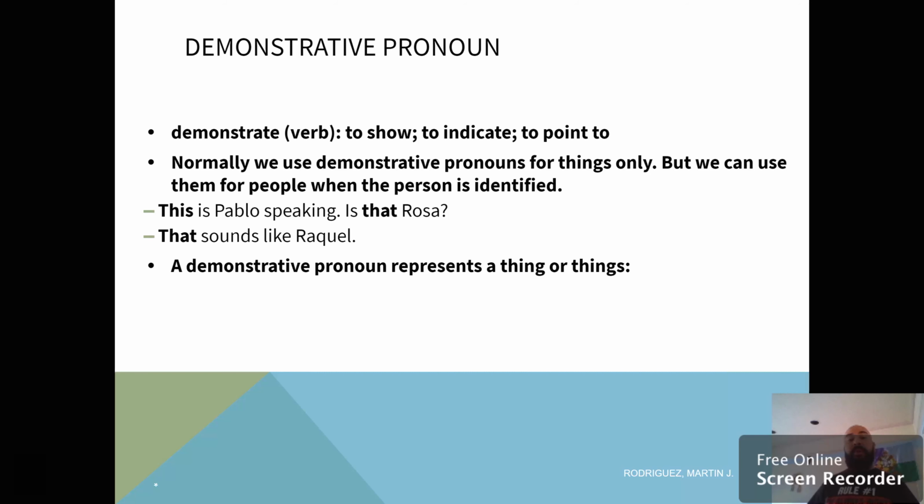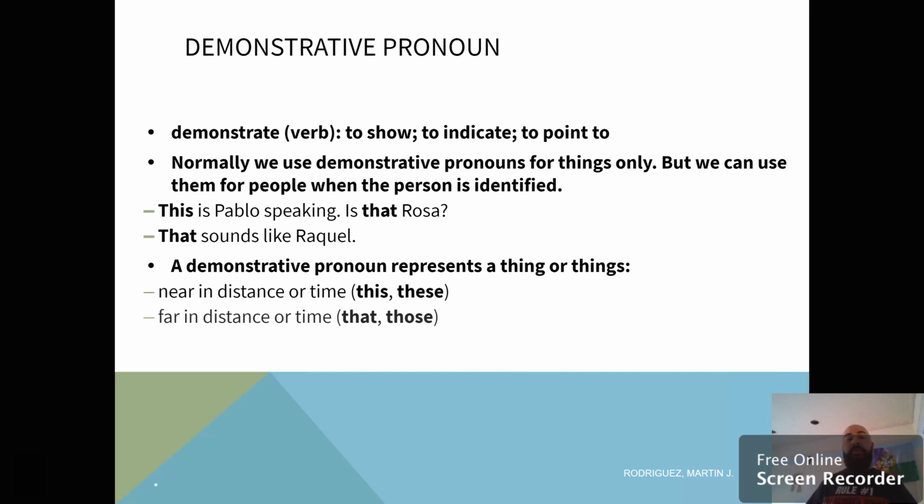So we can use, for example, "This is Pablo speaking," right? "Is that Rosa?" And "That sounds like Raquel." So again, if you see this, that, we're using them to introduce someone or to talk about people. And also the demonstrative pronoun represents thing or things, right? It could be one thing or two things.